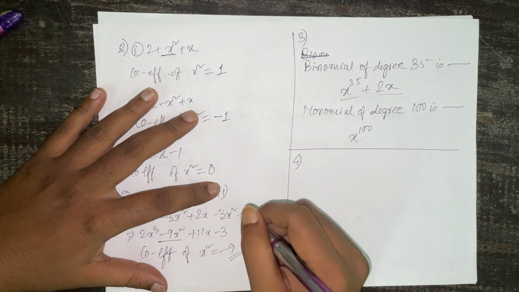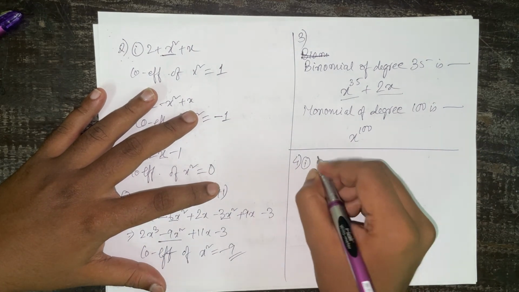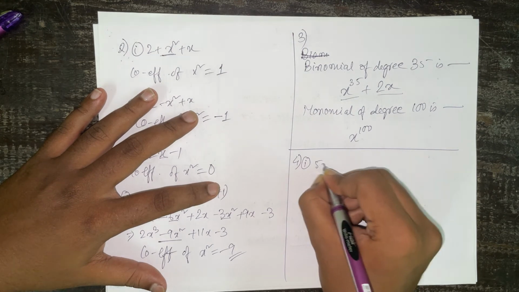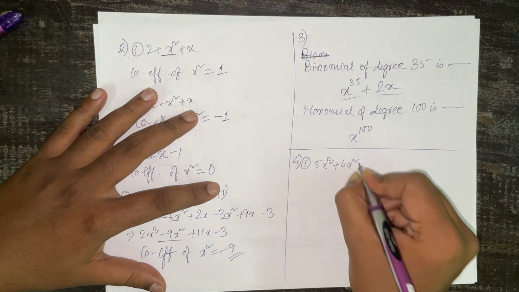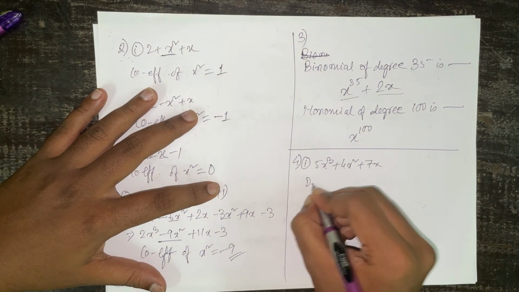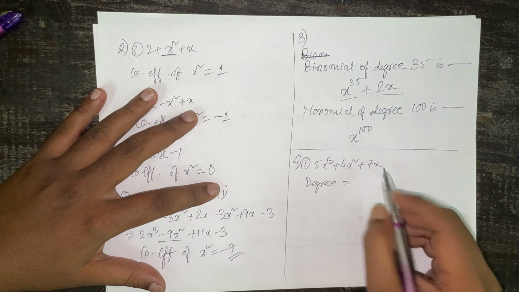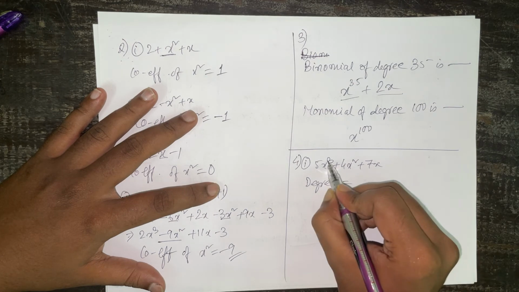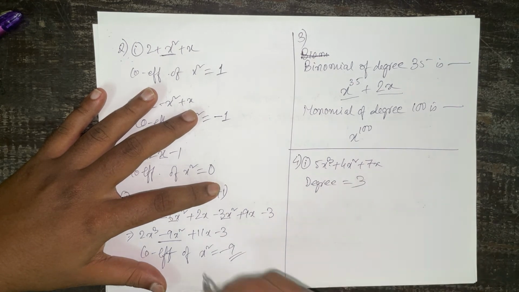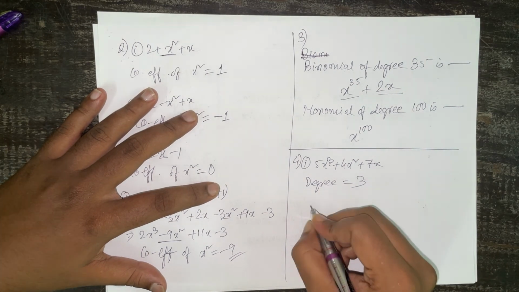In this we have to find the degree. So we have 5x cube plus 4x square plus 7x. So the degree is equal to, degree means the highest power of the variable. So the highest power here is 1, is 2, it is 3. So highest power is 3. So degree is 3. Similarly, let's move on to number 2.